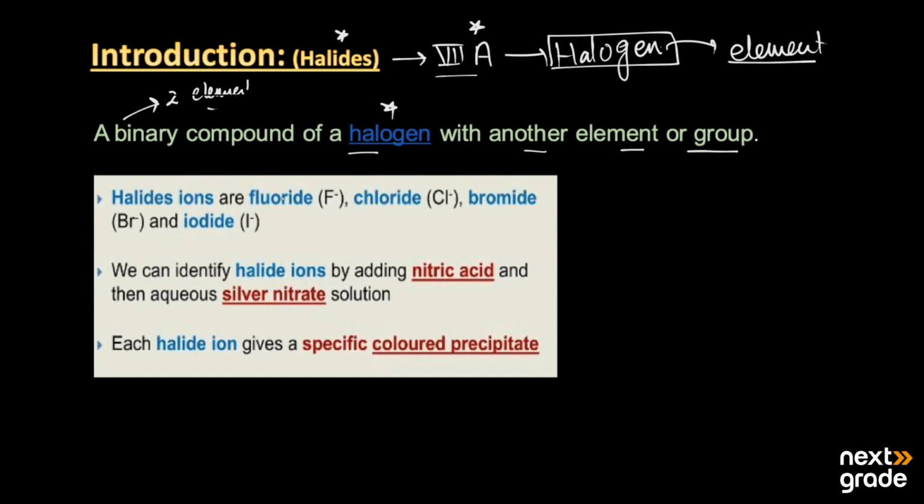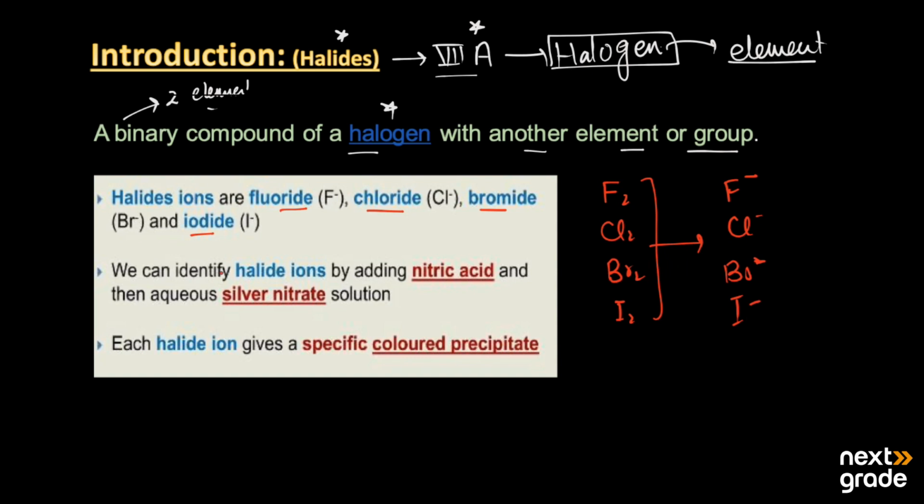Next, halide ions are fluoride, chloride, bromide, and iodide. Basically, halogens are diatomic particles. They can be written as fluorine, chlorine, bromine, and iodine. On the other hand, when they change into their ions, they are called fluoride, chloride, bromide, and iodide.